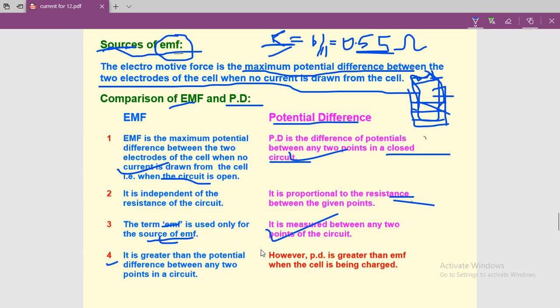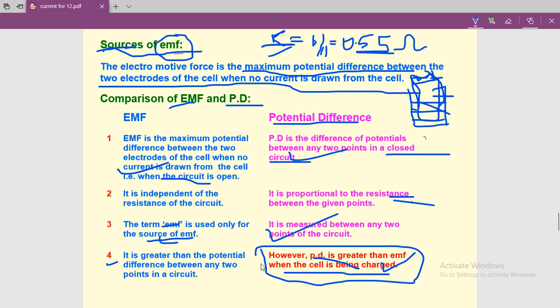There is one most interesting part, and you can see here how potential difference is greater than the EMF when the cell is being charged. This is a very interesting part of this discussion. Student, in only one case the potential difference of a cell can be greater than the EMF, and that is when the cell is charged. If a chemical cell is charging, in that case the potential difference is greater than the EMF of that cell.